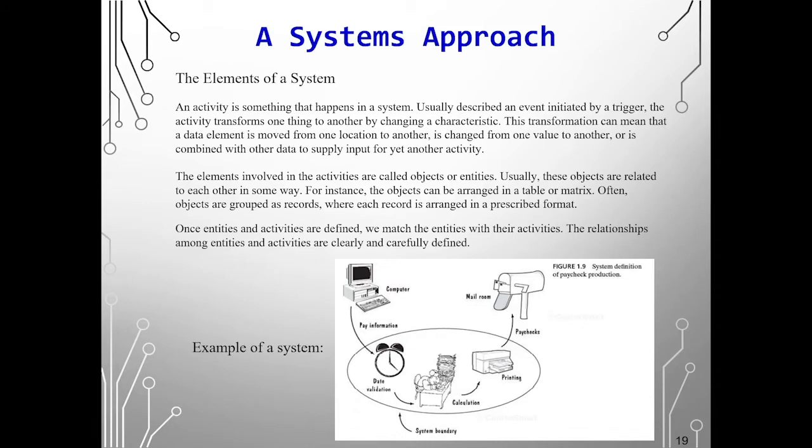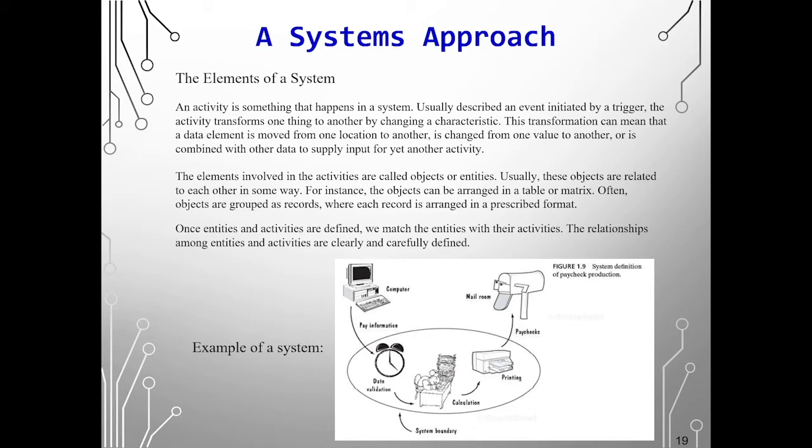There are three main elements of a system. The first element is an activity, which is something that happens in a system, usually described as an event initiated by a trigger. The activity transforms one thing to another by changing a characteristic. This transformation can mean that the data element is moved from one location to another, changed from one value to another, or combined with other data to supply input for yet another activity.